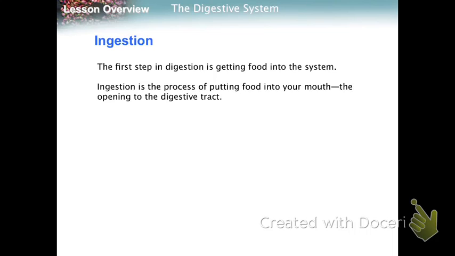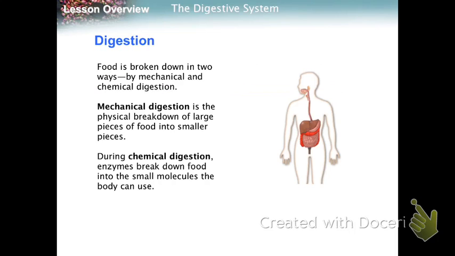The first step in digestion is bringing food in, and that's ingestion, the process of putting food into your mouth, the opening to the digestive tract. And then digestion starts. There's two different types of digestion. Mechanical digestion is the physical breakdown of large pieces into small pieces. And then in chemical digestion, you have enzymes breaking down food into those small molecules the body can use to build things back up.